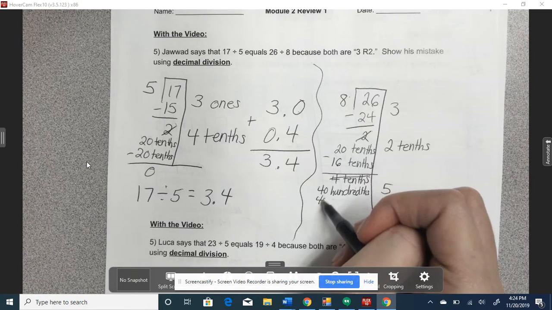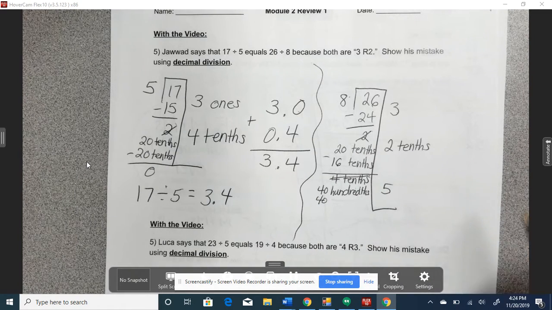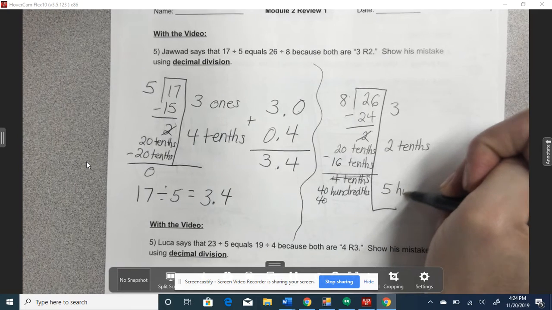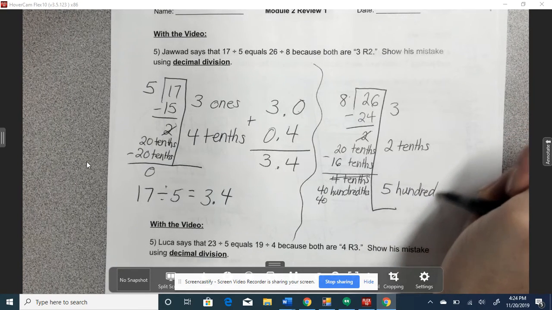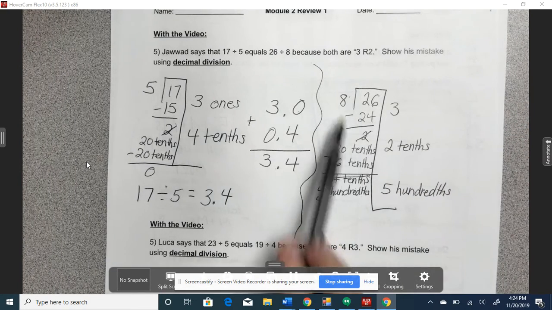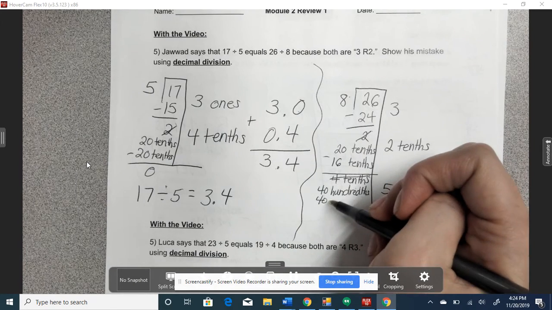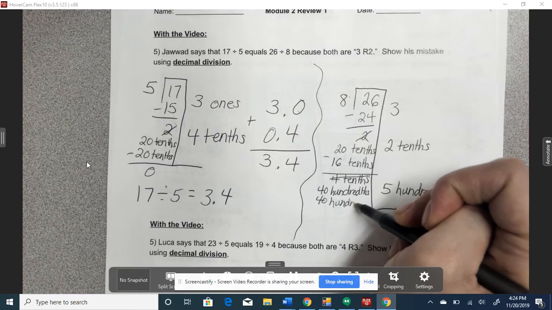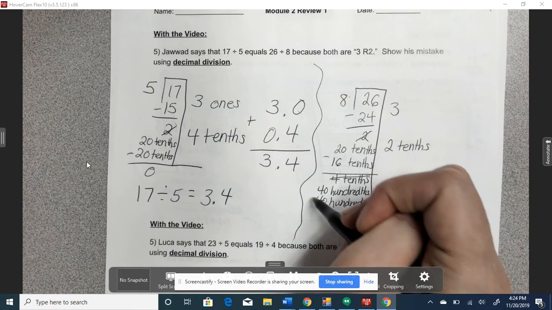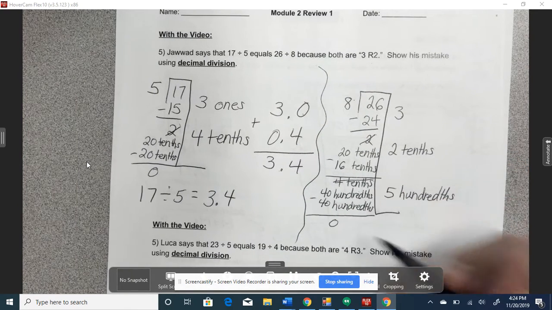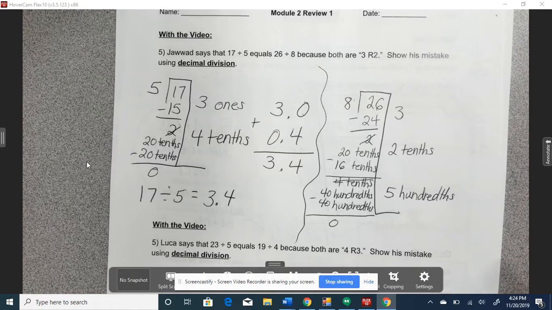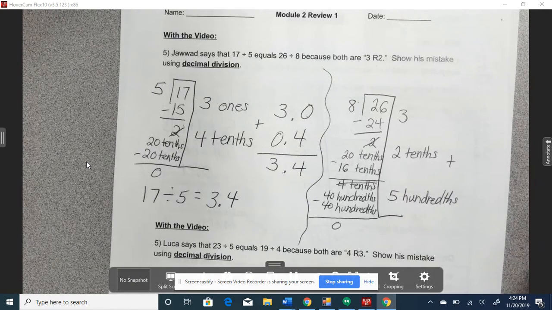So 8 times 5 is 40, but we want 40 hundredths. So I'm going to multiply by 5 hundredths. 8 times 5 hundredths is 40 hundredths. I'm going to subtract, and I get 0. Now that I'm at 0, I know I'm done dividing. I can add these up.